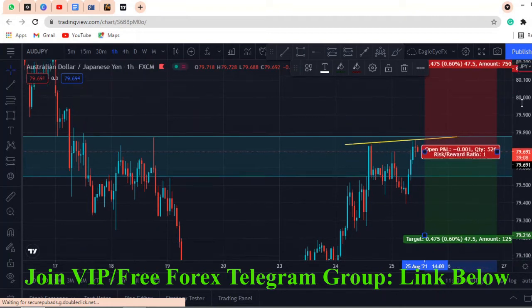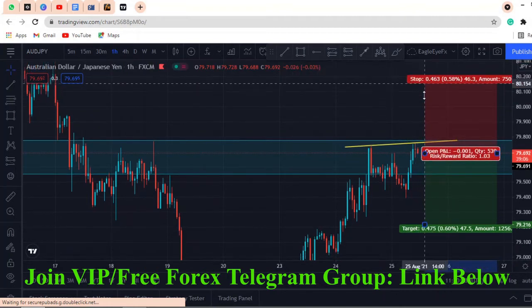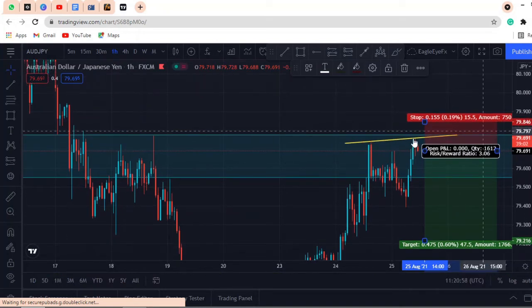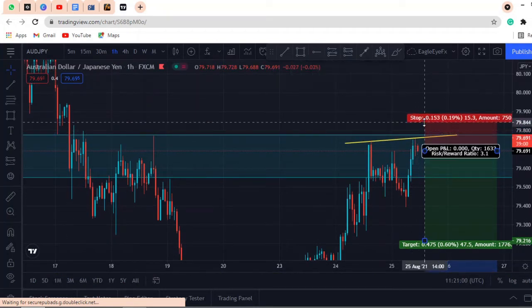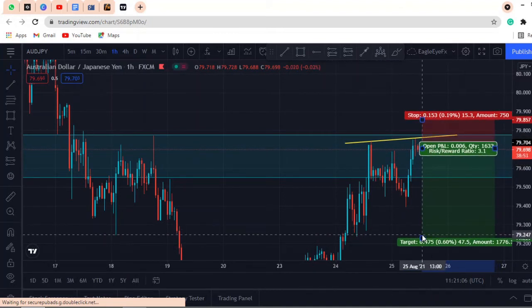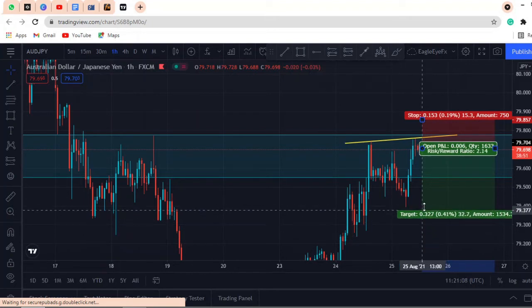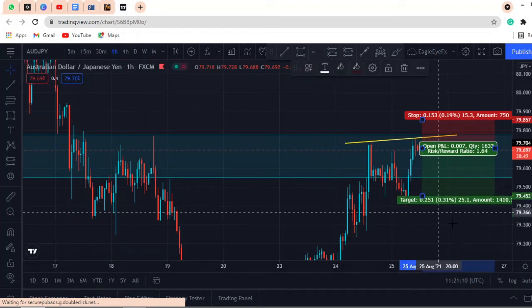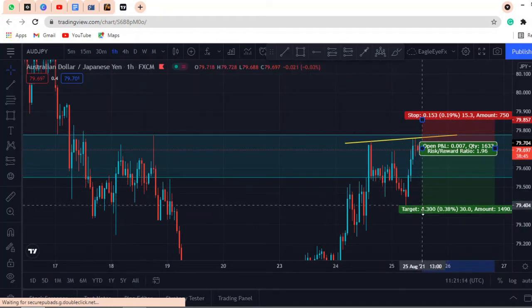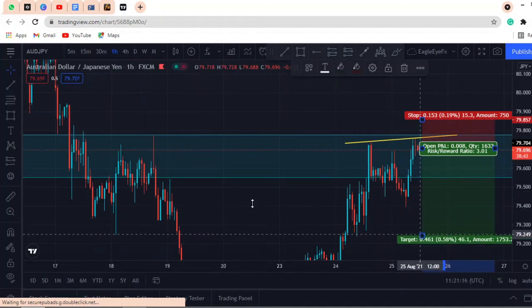All right, enter my sell here, then put my stop loss just above this. Okay, then I can target my first take profit at this level, that is 1.64 times. Then I can target my second profit at this particular level.